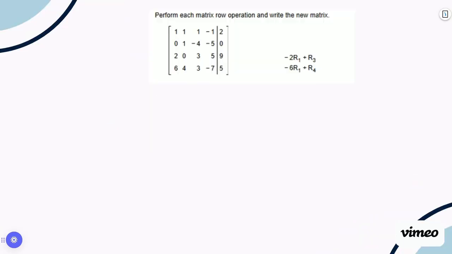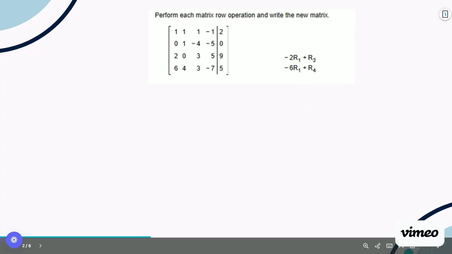Here's our first example. It says perform each matrix row operation and write the new matrix. So what it wants us to do is perform these operations and put our new answers in for row 3, and then perform these operations and put the new answer in for row 4. Now R1 is our row 1. So first we are going to multiply everything in row 1 by -2, then add those numbers to the corresponding element in row 3. So let's do that first.